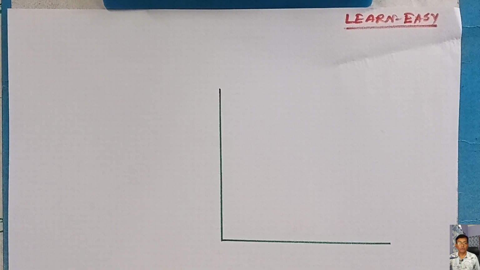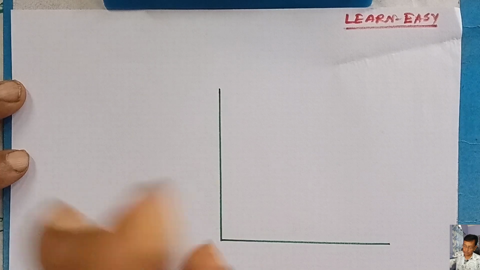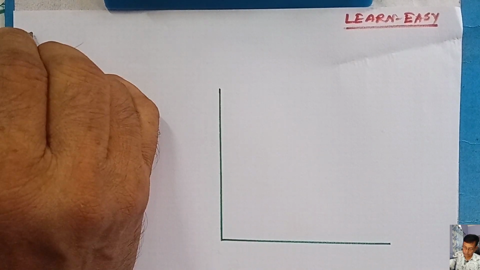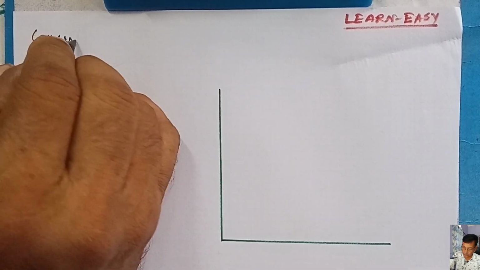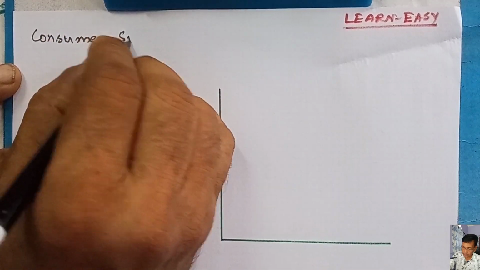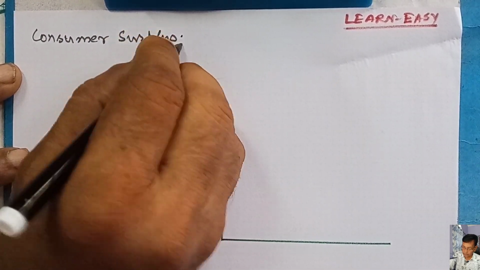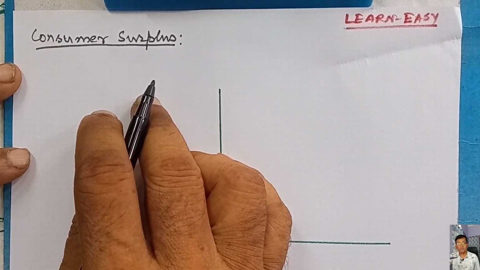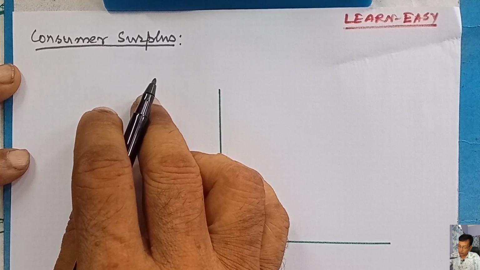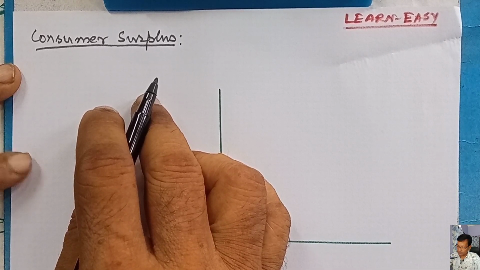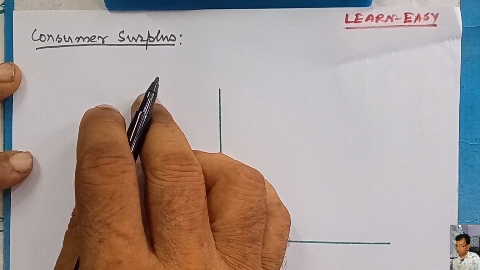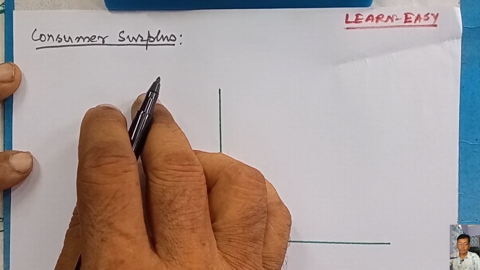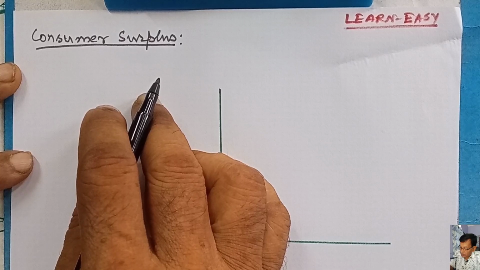Today in this session, we will discuss consumer surplus and we will do a sum on it. Consumer surplus is a monetary measure of the utility a consumer derives from his consumption of goods and the price paid for it.